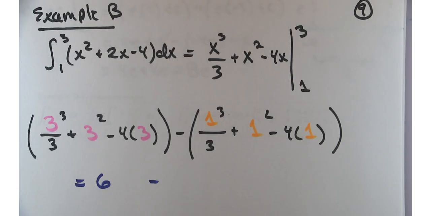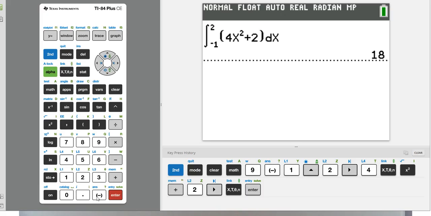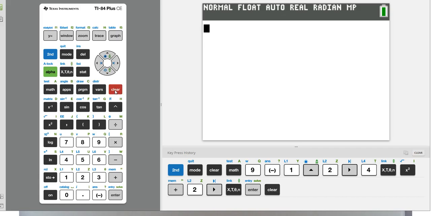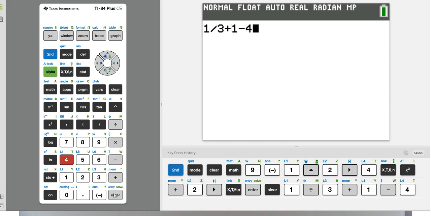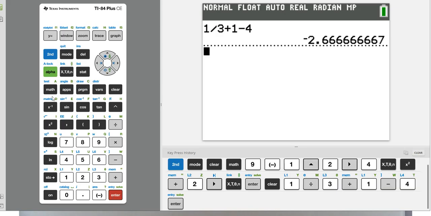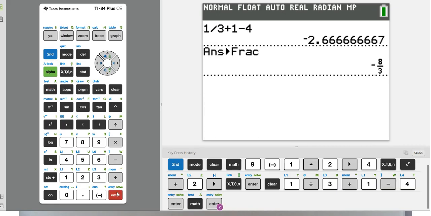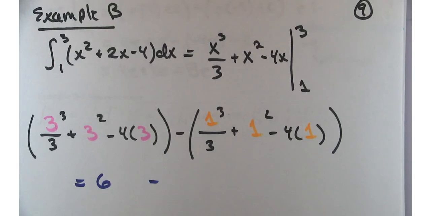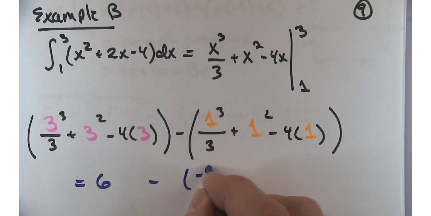If you're not sure on these things, then you can take out your calculator and do these things. It's not a big deal. Do 1/3 plus 1 minus 4, and you're going to get some decimal number, but then just hit the answer to fraction key and find out that, yeah, all right, so it's -8/3. So -8/3.